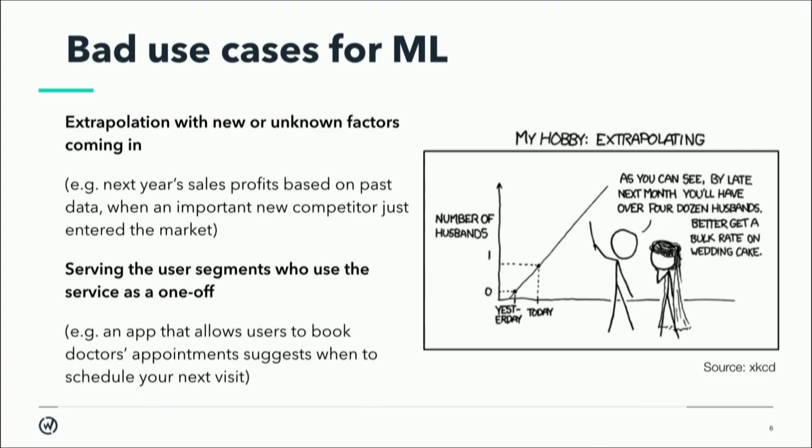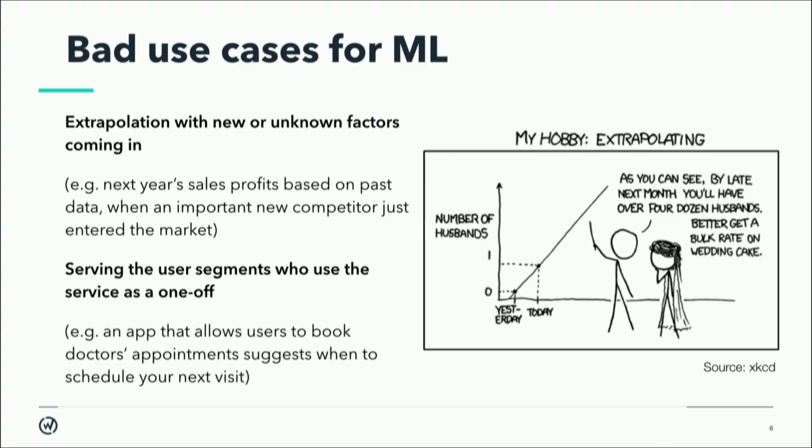But you have to take into account different factors when you're trying to predict results from the past. For example, if you want to predict sales, and a new big company, your competitor, is entering the market, but your data doesn't account for that.